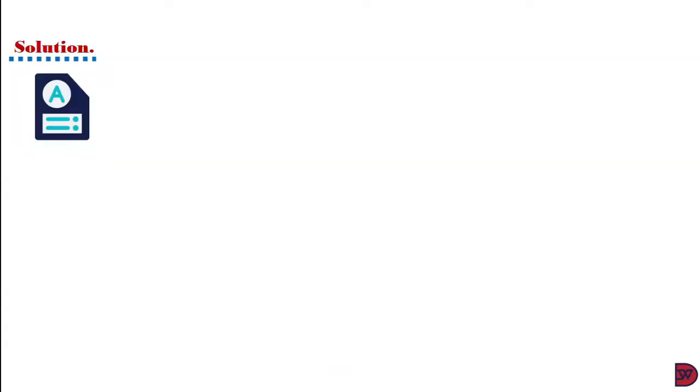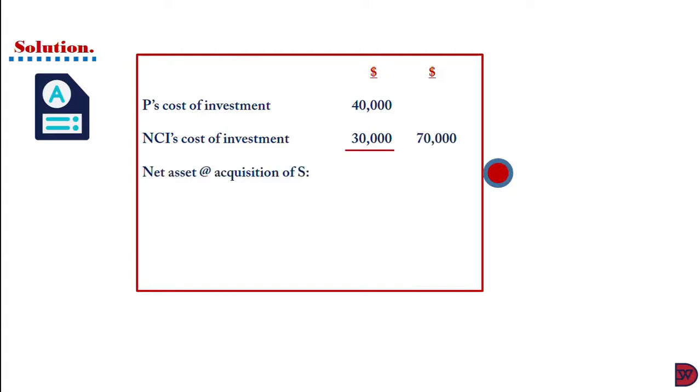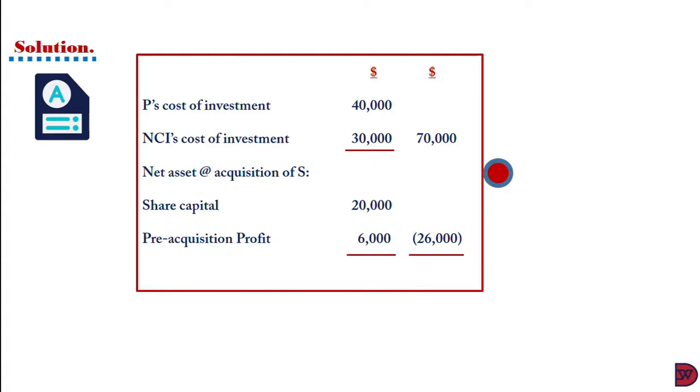So when we move to the solution, the goodwill, as we know, we pick the cost of investment for the parent, which is $40,000. That of the non-controlling interest. Here you realize that it was stated, so it means you are using the fair value method, which is $30,000. The total investment is $70,000. When we come to the net assets of the subsidiary at acquisition, the share capital is $20,000. The pre-acquisition profit, also stated in the question, is $6,000, giving total net assets at acquisition of $26,000. When we deduct it, we get goodwill on acquisition of $44,000.